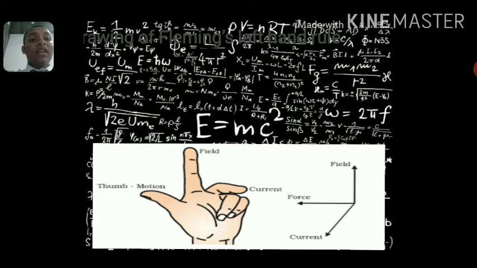Here the diagram is given showing how Fleming's left hand rule works. Through the thumb, the motion is defined. Next to it, the field is defined by the forefinger, and the middle finger is defined as the direction of current.